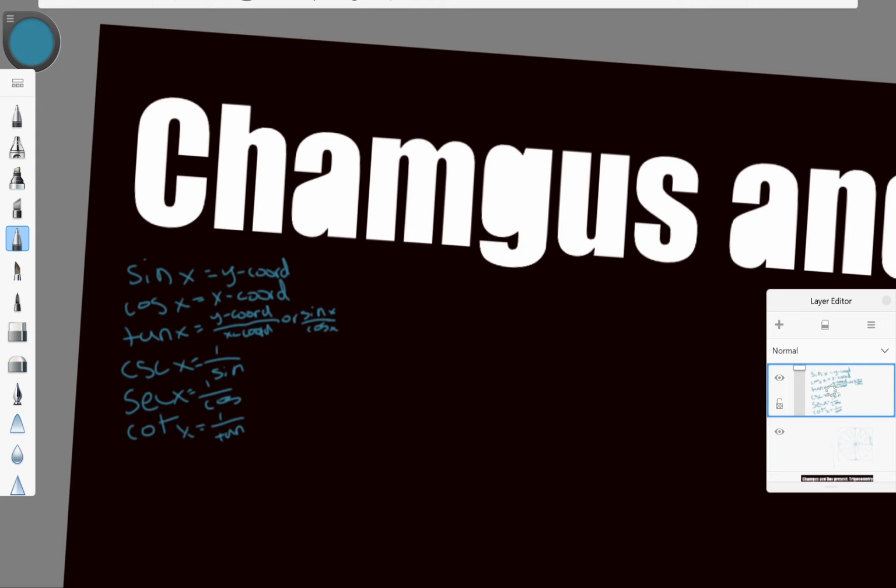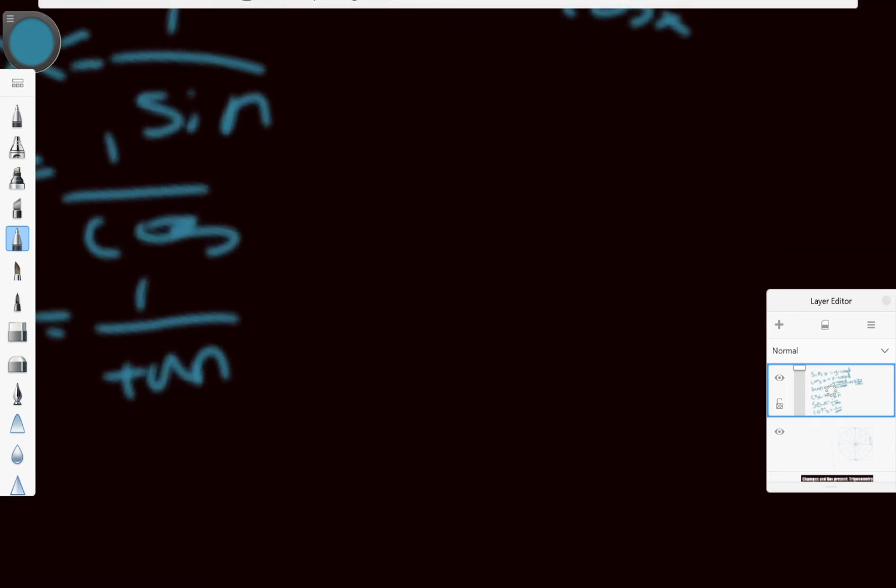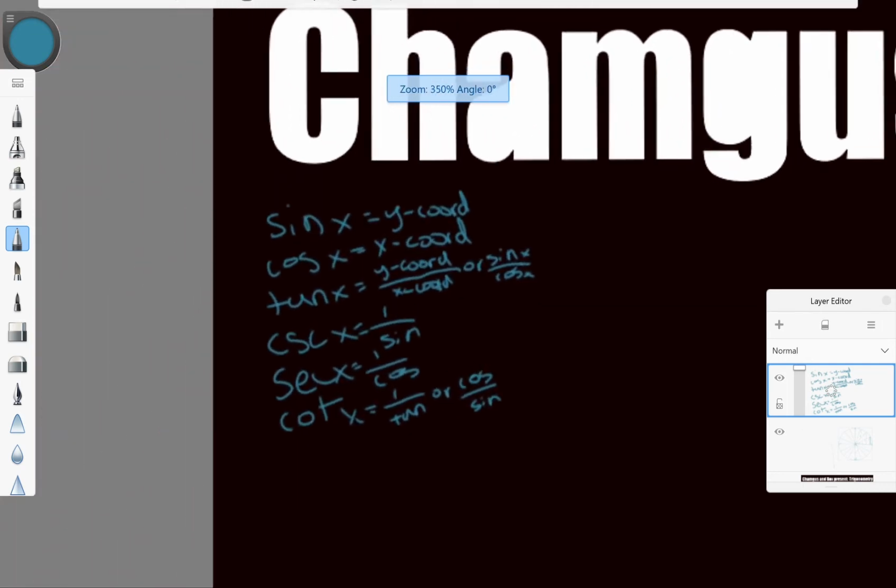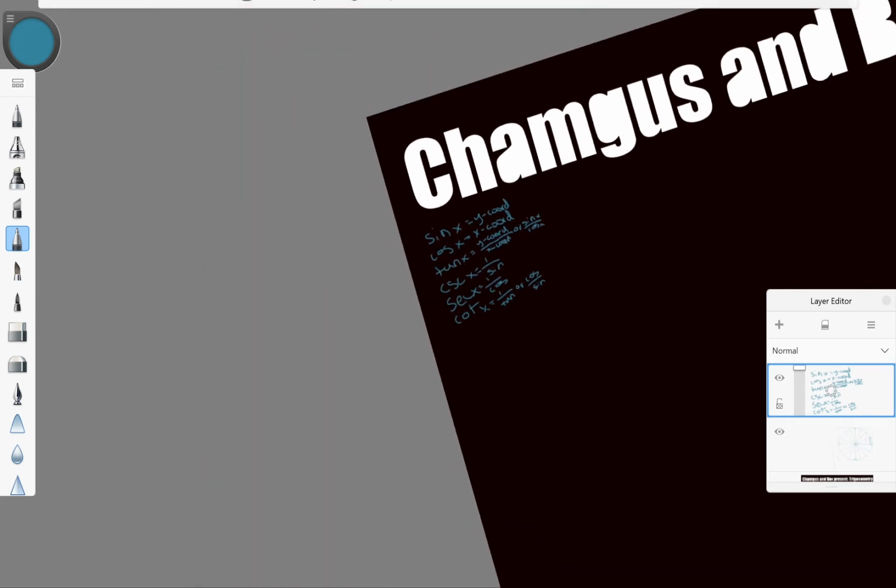So there's all of our definitions, right? Well, cotangent can also be read as cosine over sine. Let's do this, and then we're going to be doing some other stuff and going over some basic properties. Ready? Okay. So let's do a simple one, okay?